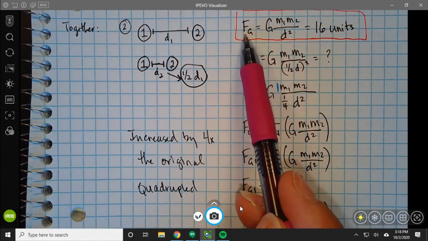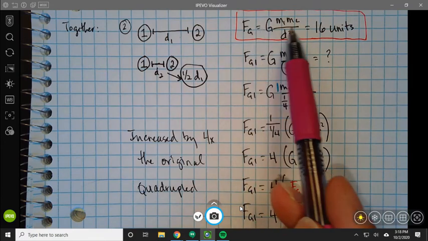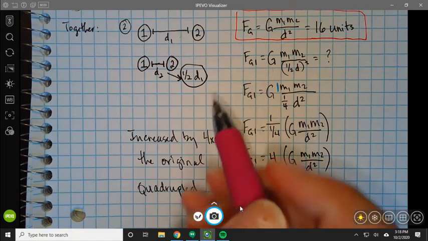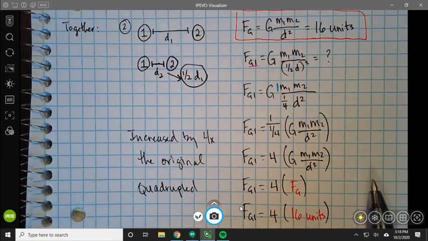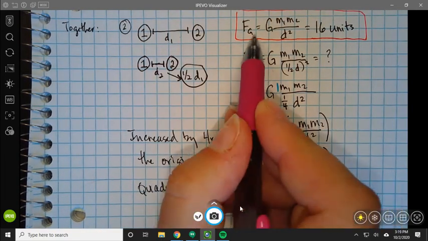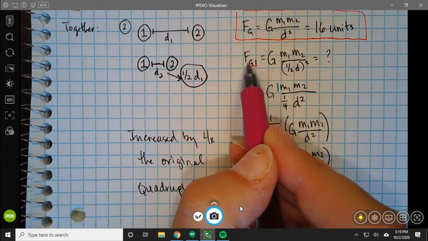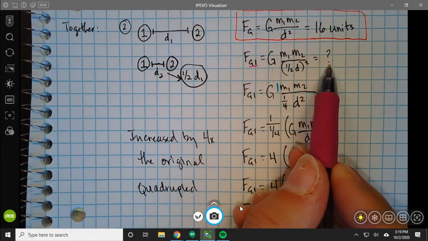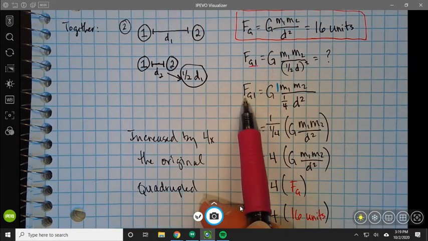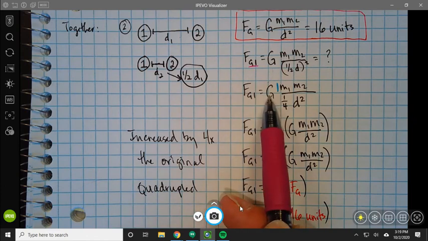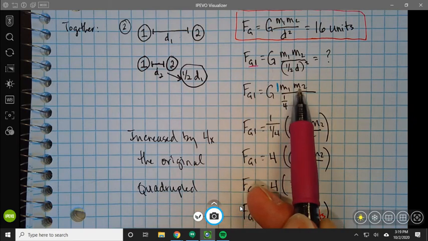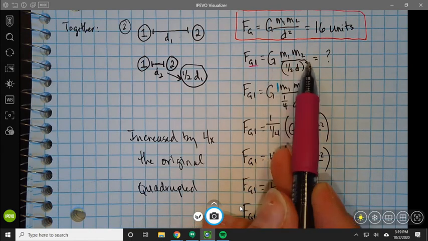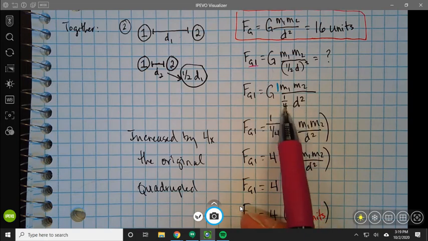So again, when we start out, our original force of gravity was 16 units. So what is our new force of gravity? Okay, and I just used a different number here, anything to make a distinction between this force of gravity and that force of gravity. So I don't know what the units will be here. So I've got this new force of gravity equals G times 1 m1 m2 over 1/4 d squared, because that's our 1/2 squared and our d squared both. So we got both of those in there.